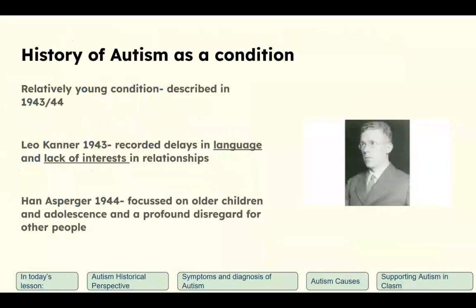So autism as a condition is a relatively young condition, first described in the 1940s. Leo Kanner recorded delays in language, and lack of interest in relationships with others. And Hans Asperger focused on older children and adolescents and found a profound disregard for other people as the main symptoms of autism. Obviously, he called it Asperger syndrome, but these days everything is classified under the label of autism spectrum disorder.